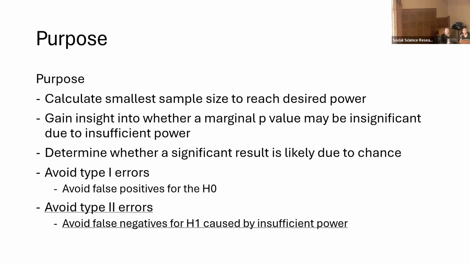This is also really important for gaining insights on p-values. Like we said, if you have a marginal p-value or non-significant p-value, is that because the study is not powered enough, or is it because there's actually no difference between the groups? And so lastly, these power analyses are also done so that you can minimize your chances of type 1 and type 2 errors, because nothing is worse than having to retract a paper for having a false positive or a false negative. So this is helping avoid those issues.